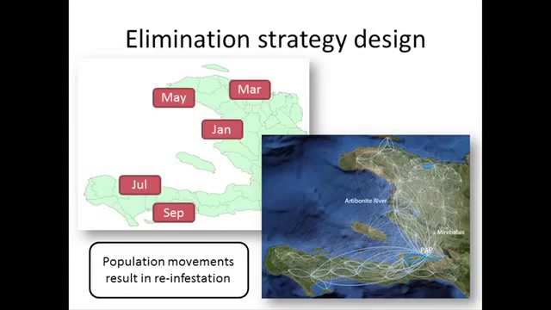Then our elimination strategy design, you can guess this, it's probably not the best strategy design because population movements are resulting in reinfestation, and there's an example of this in Haiti where they did try and clear out parasites, I think in the 60s, move on to another area, and people moving around just reintroduced those parasites, and you're kind of chasing your tail. There's a map of those movements in Haiti, and it's quite a highly connected place.